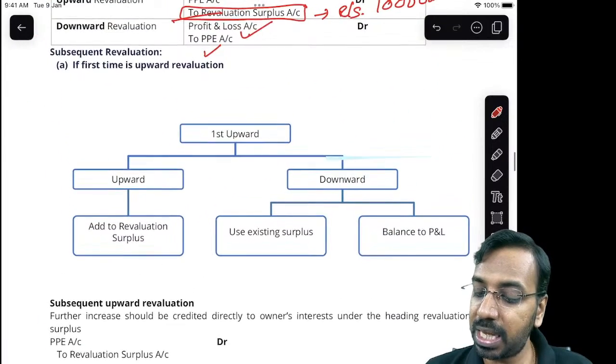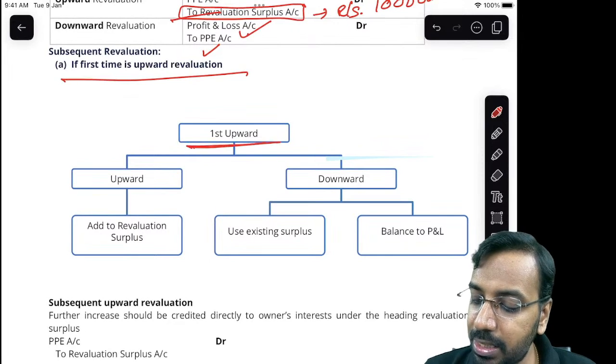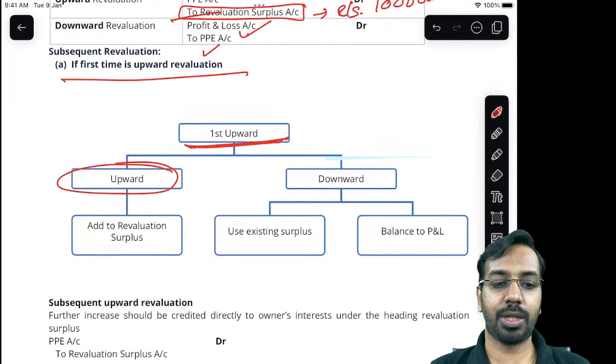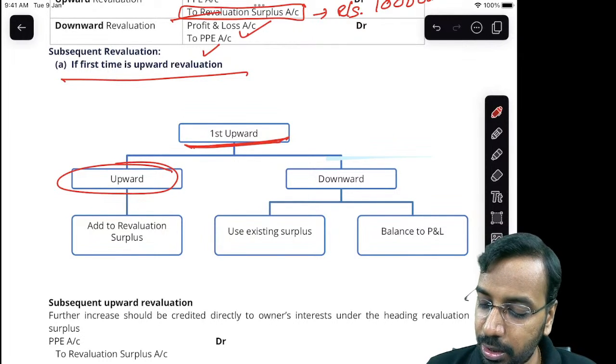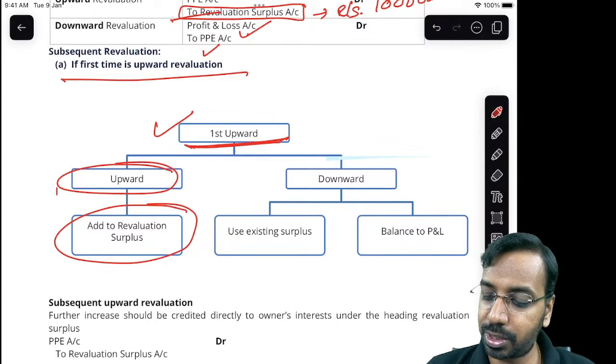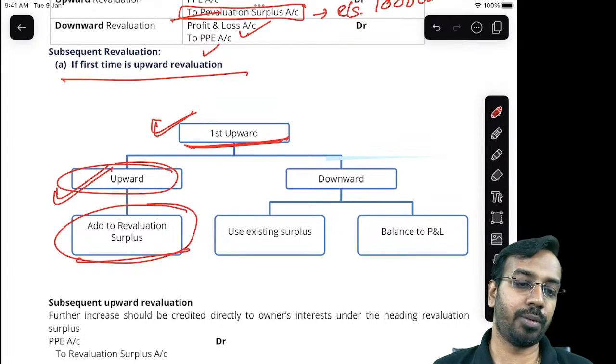Now, subsequent revaluation is where you have to pay extra attention. If the first time it is an upward revaluation, and subsequently also it is upward revaluation, then no problem. You continue to add it to the revaluation surplus. First upward, subsequent upward: add it to the revaluation surplus.